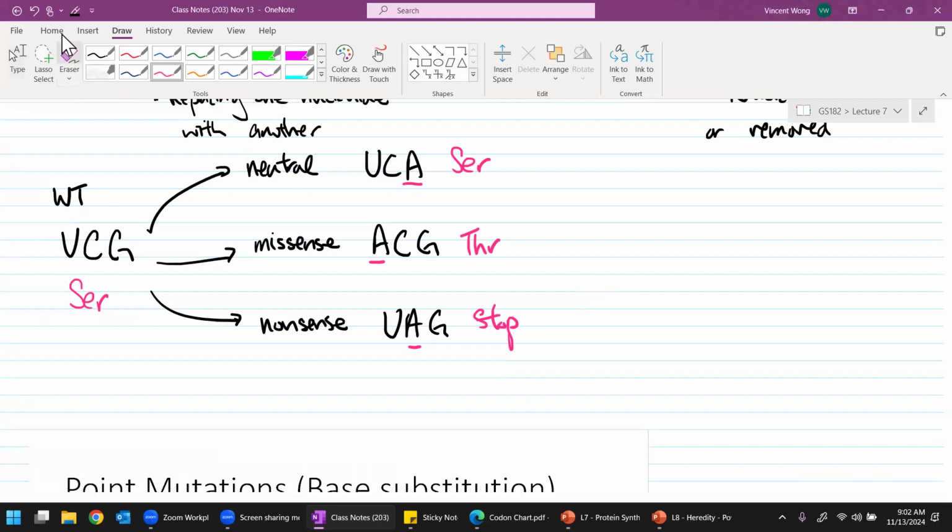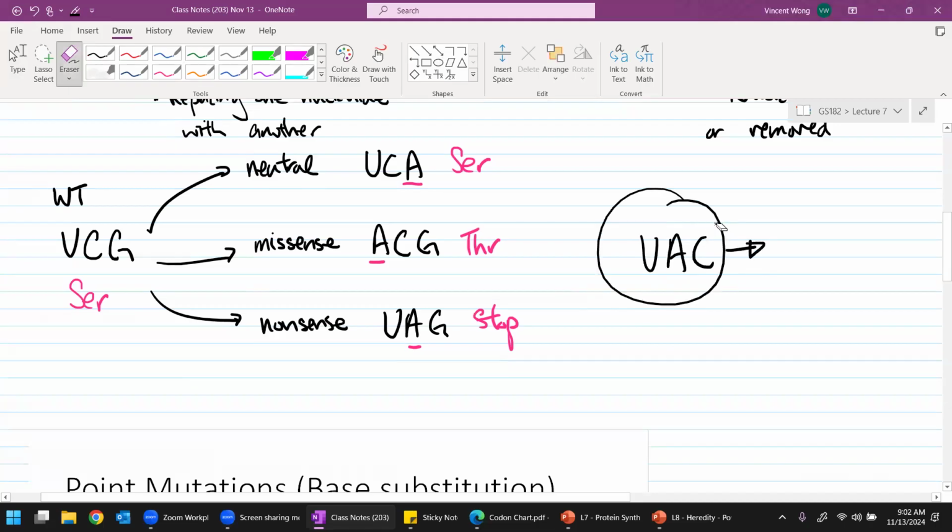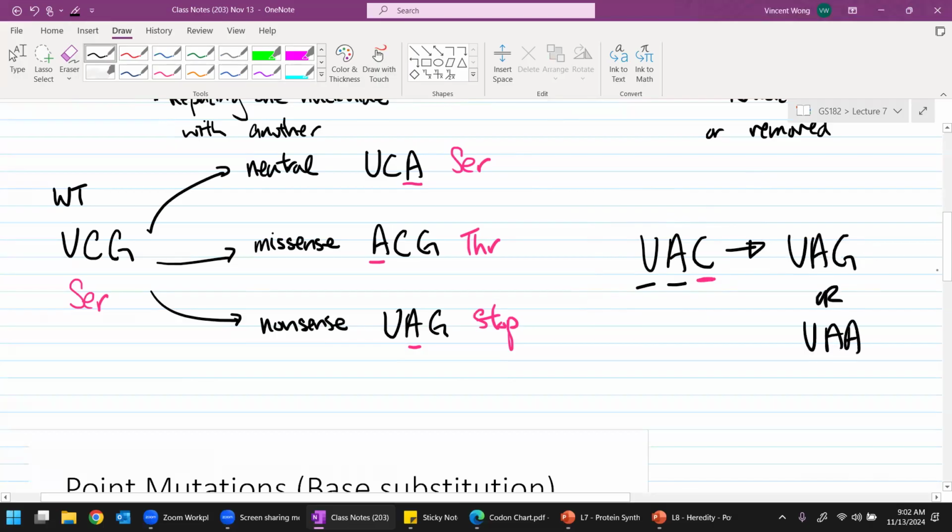I'll give you another one. Let's say I have UAC. If I want this to be a nonsense, I cannot change the first one. I cannot change the second one. The only option to create a nonsense is to change the last one so that I get UAG or UAA.